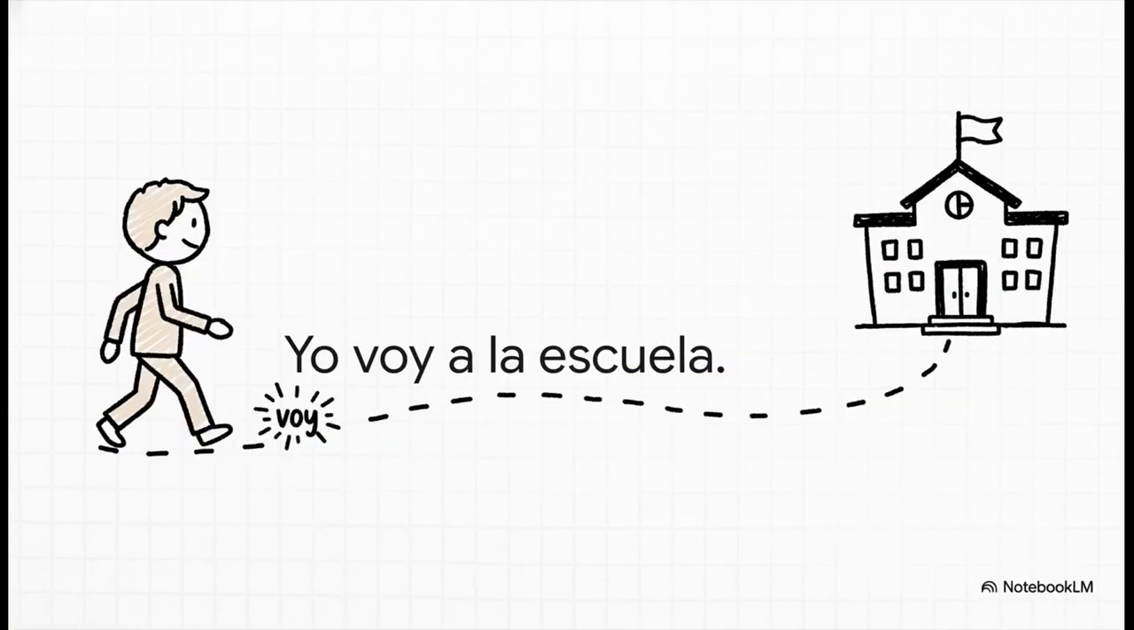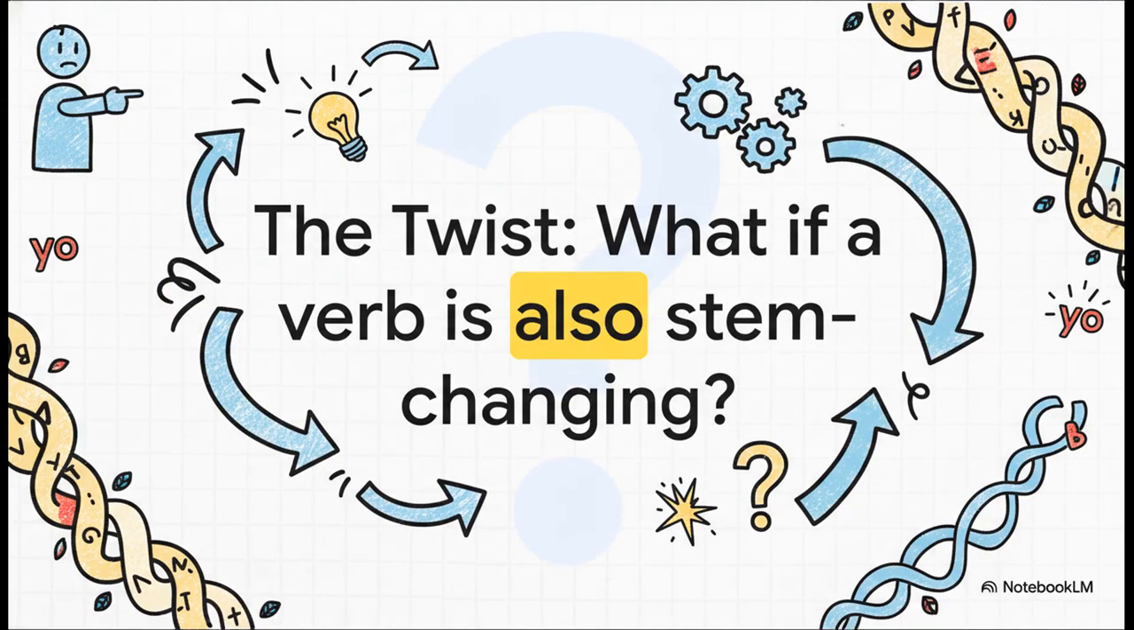For instance, you just can't talk about going somewhere without this verb. Yo voy a la escuela. Simple, common, and a perfect example of one of these unique yo-form irregulars in action. All right, now just when you think you've got it all figured out, Spanish throws you a little curveball. There's a twist. What happens when one of these yo-form irregular verbs is also a stem-changing verb?